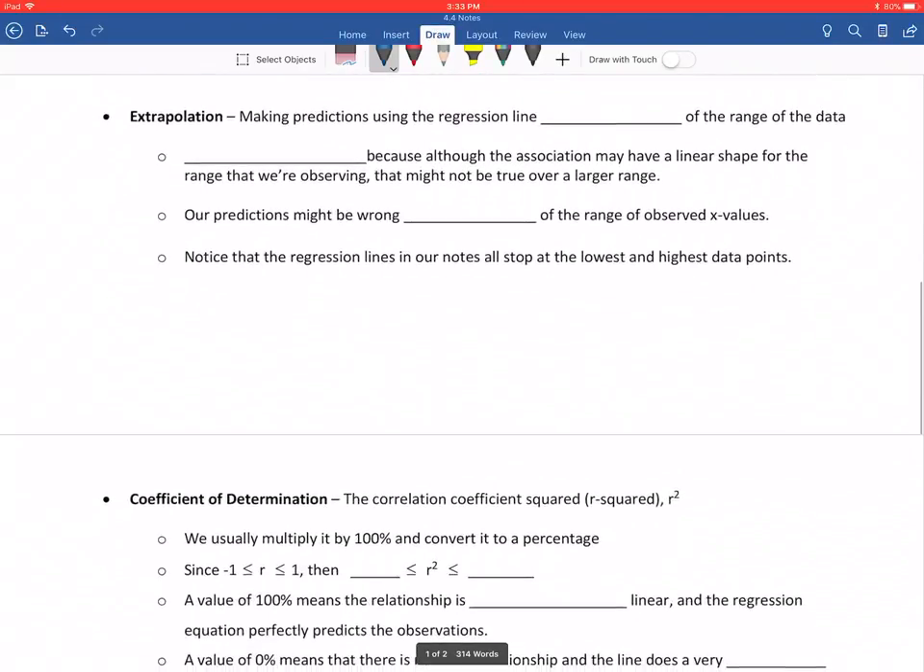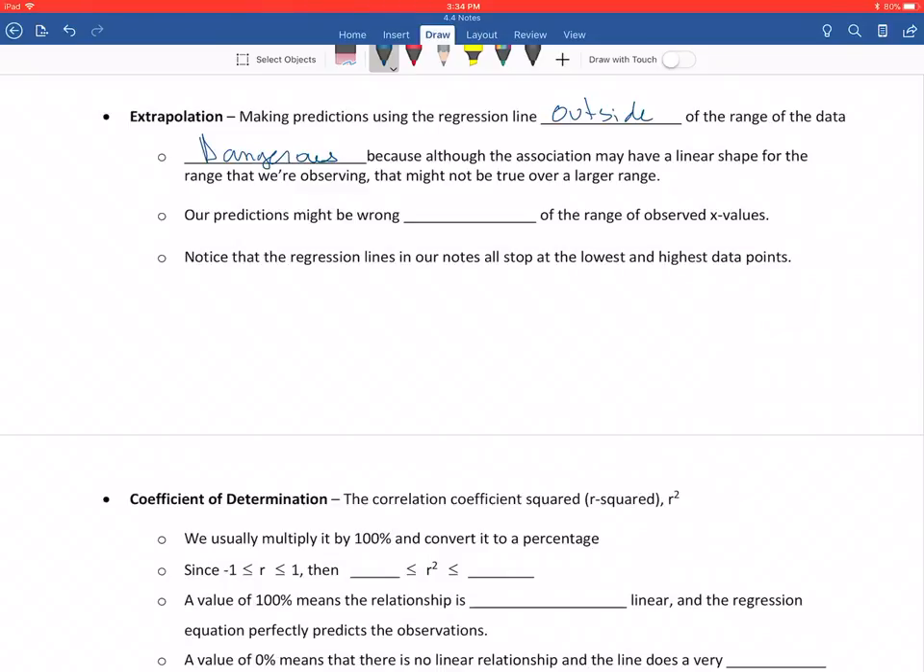Okay, the other main point we want to make in this video is about extrapolation. Okay, so what is extrapolation? Extrapolation is making predictions using your regression line outside of the range of data that you have. When you do this, it's dangerous.